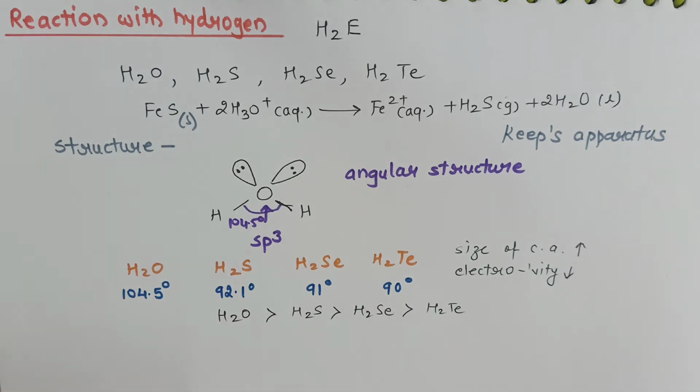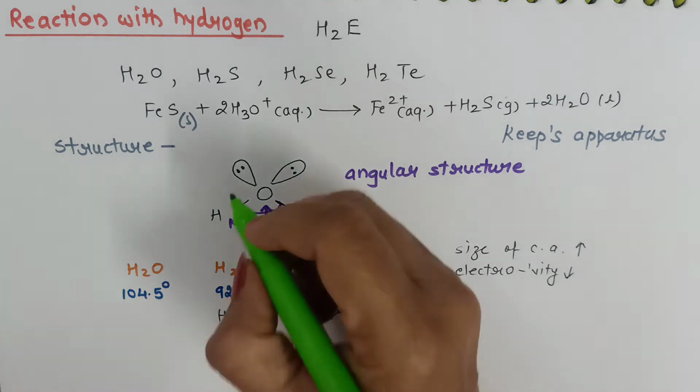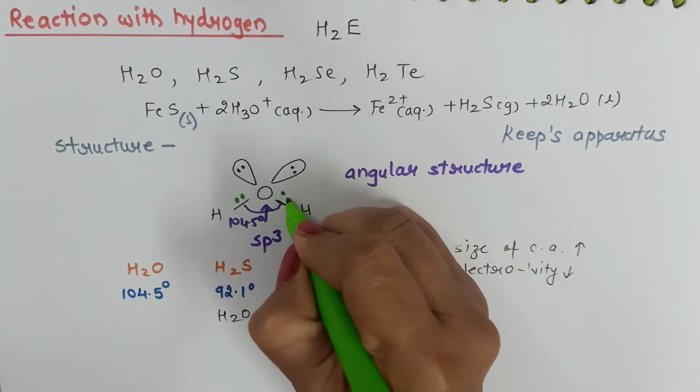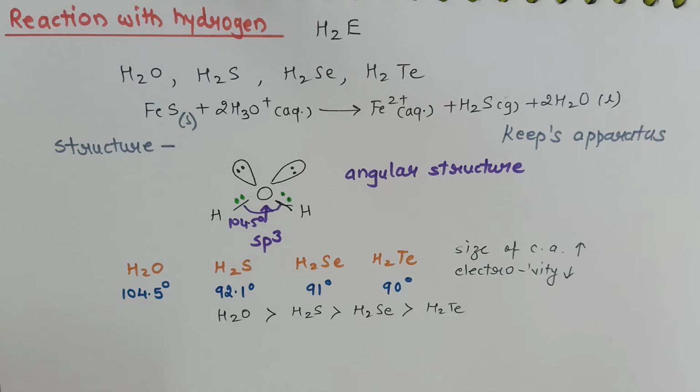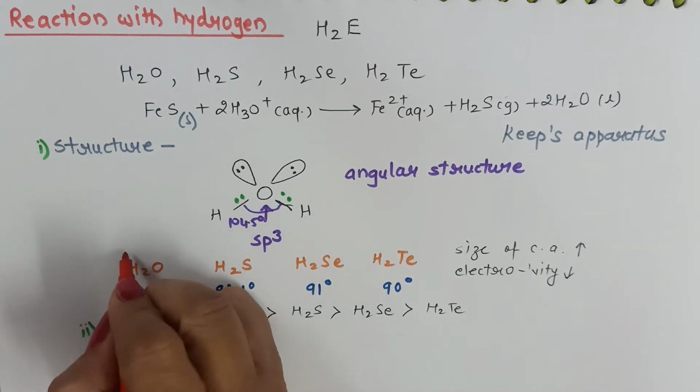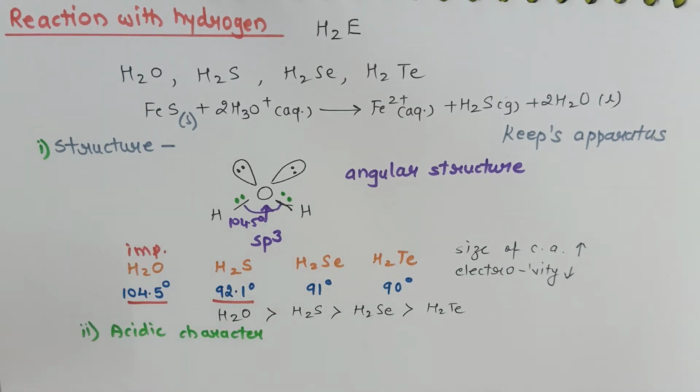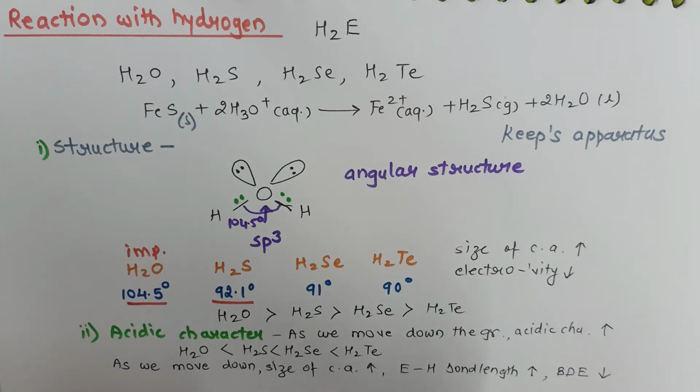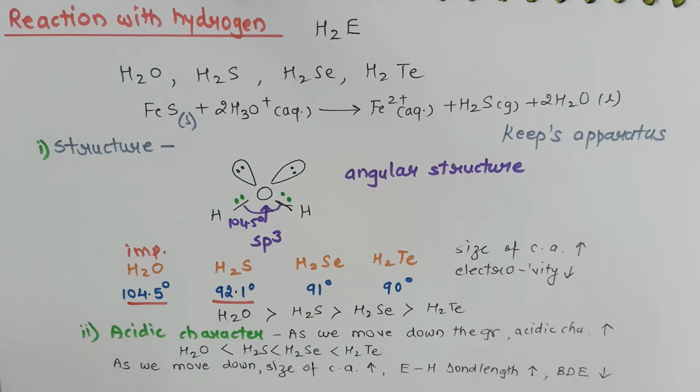The decrease in bond angle can be attributed to one more reason: as we move down the group, the repulsion between the lone pair and the bond pair goes on decreasing, and therefore there is a decrease in bond angle. So this difference in bond angle is a frequently asked question. Moving on to the next property, that is acidic character. As we move down the group, the acidic character increases. We can say that water is weakly acidic as compared to other hydrides.